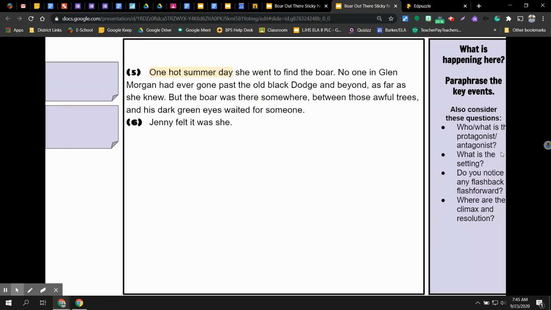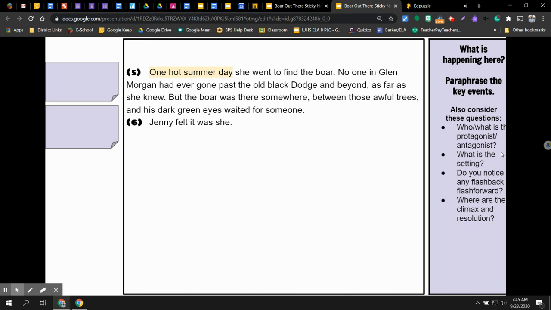A little bit shorter. So the story continues. One hot summer day, she went to find the boar. No one in Glen Morgan had ever gone past the old black Dodge and beyond, as far as she knew, but the boar was there somewhere between those awful trees, and his dark green eyes waited for someone. Jenny felt it was she.